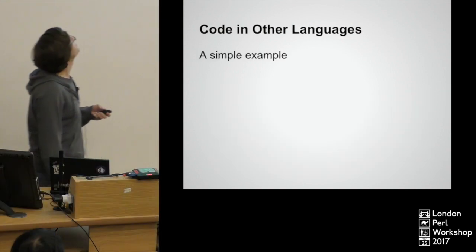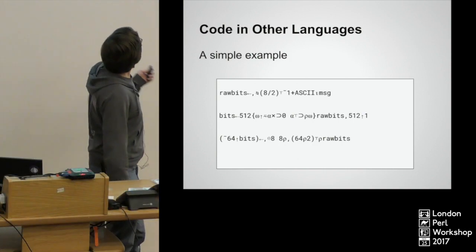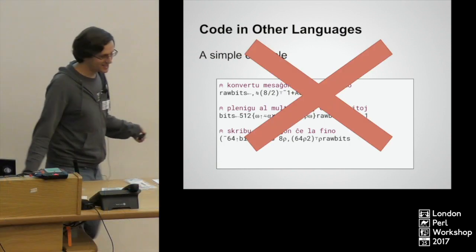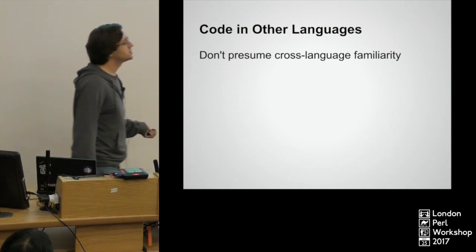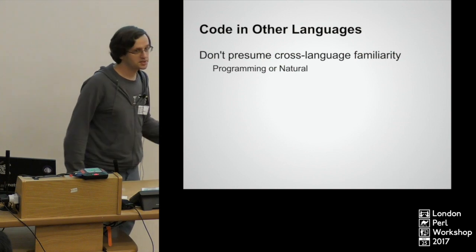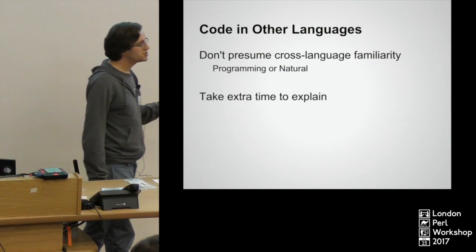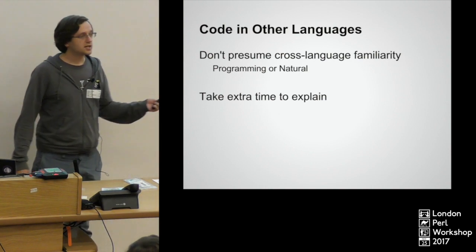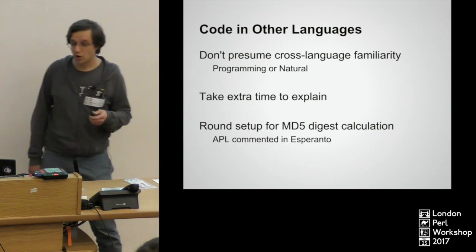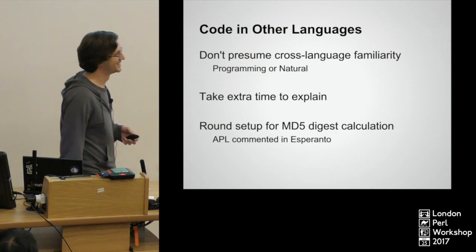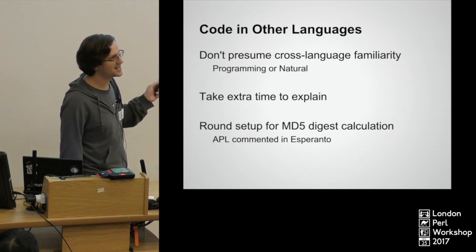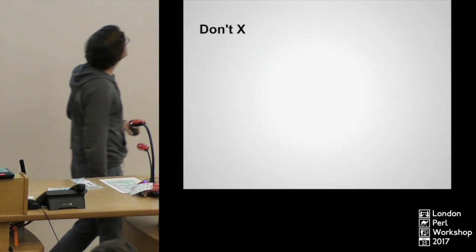Putting up code in other languages. I mean, a simple example of that is, for example, this. Sorry, I'm missing the comments in there, actually. The comments make a lot. Yeah. Again, don't do that, right? This is a Perl conference in English, so don't presume that people know other languages. That applies to programming languages. It applies to natural languages as well. If you're going to put up foreign code, foreign languages, spend extra time to explain it. Incidentally, that was the round setup for an MD5 digest calculation in APL, commented in Esperanto. If anybody saw my tweet complaining about fonts, it took me a long time to find a font that knows APL and Esperanto. But I did find one.